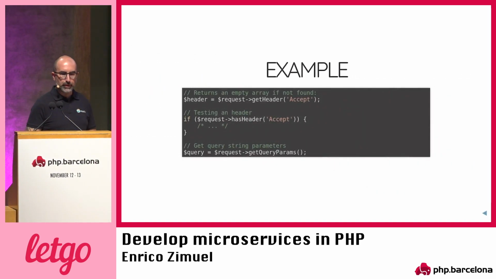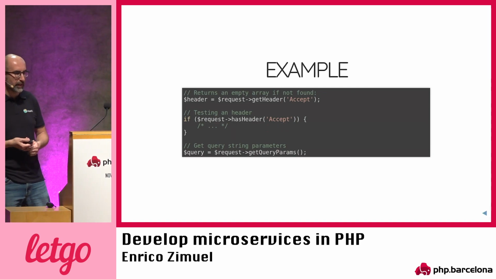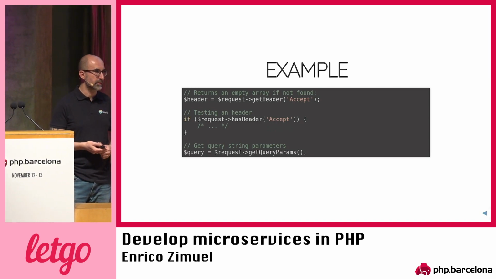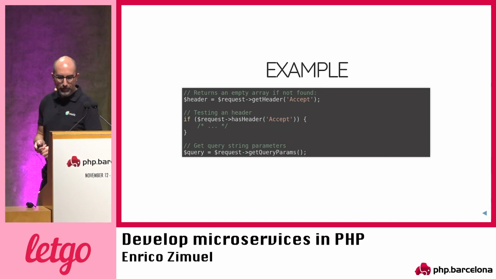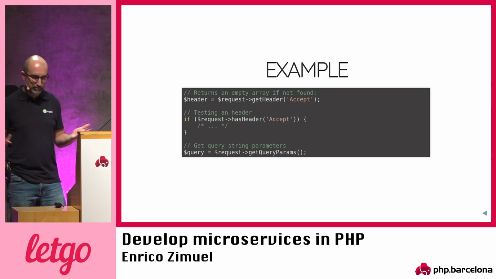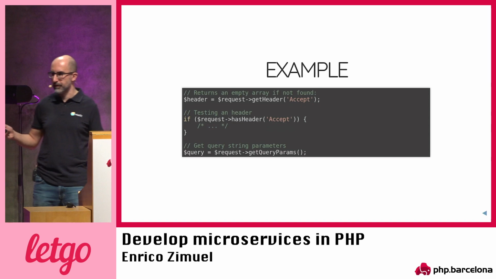Just to give you an example, we want to get a header from a request. We have an object, $request. We have a function that is getHeader. We specify the name of the header, and we get the header. That's it. Simple, clear. If you want to check if a request has a header, there is the hasHeader function. That's it. You need query parameters, getQueryParams. Simple, beautiful, object-oriented.